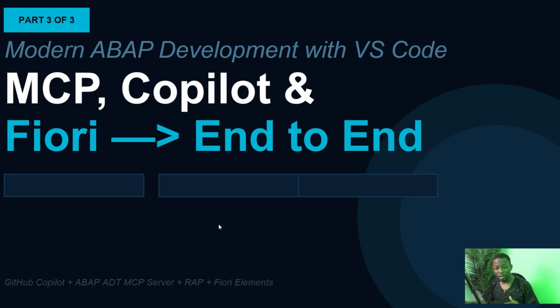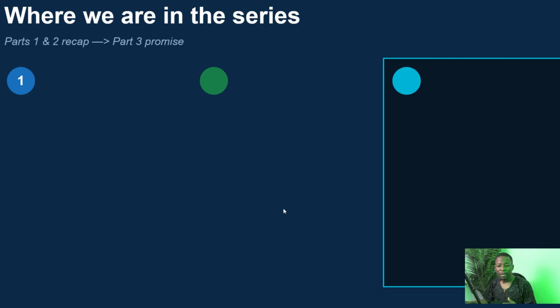In this video, I'm going to be explaining what an MCP server is, and how to connect your ABAP ADT in VS Code to Copilot. This is AI-assisted development. We are going to create RAP business objects, and we are going to have a Fiori app demo at the end of this series. So far, we have two videos already.